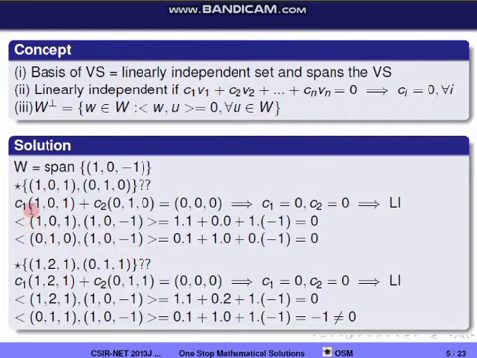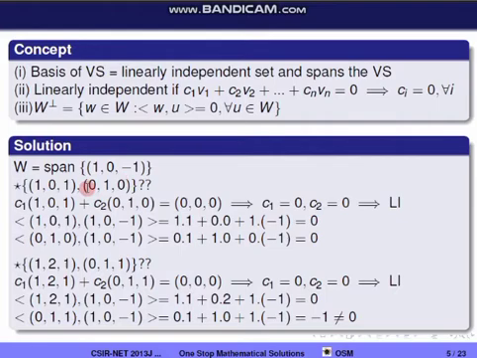So I am taking the inner product of (1, 0, 1) with W, (1, 0, minus 1). To take the inner product, we multiply the corresponding elements and take the sum. So 1 into 1 plus 0 into 0 plus 1 into minus 1. When we take its sum, I am getting 0.